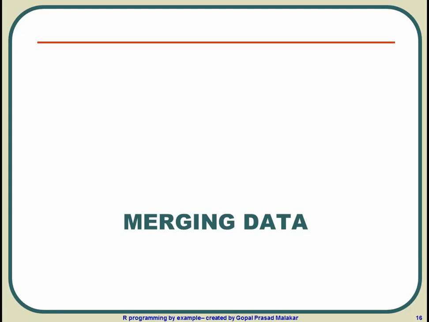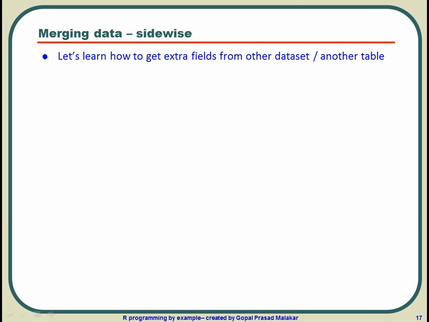Now let me explain how you merge two data sets. So what is merging of the data set? It is like adding data sidewise. So you are trying to get extra fields from another data set or another table.